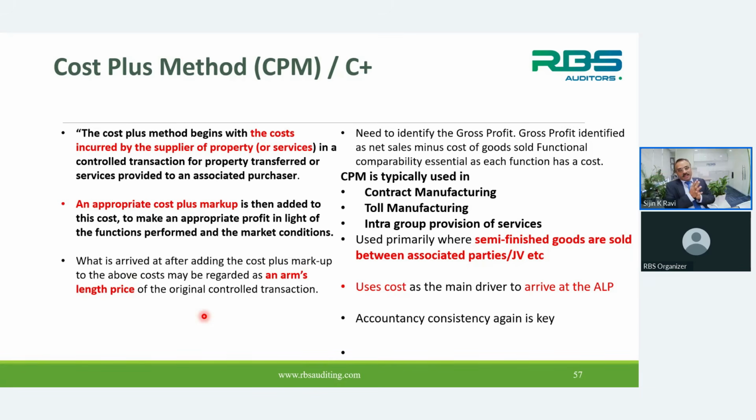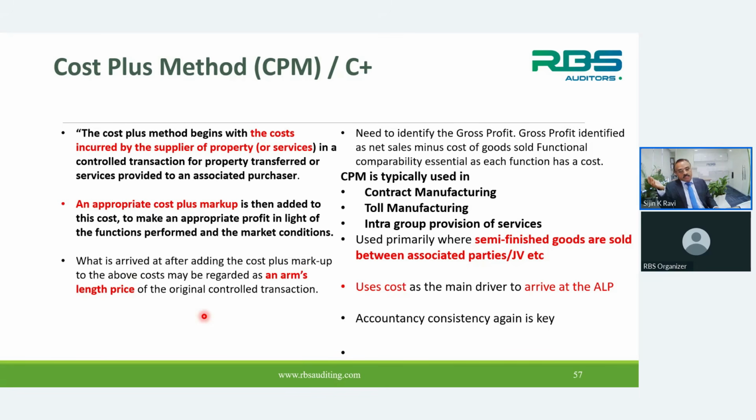For example, a related cost relating to purchase cost will be added, then the transportation cost, freight cost, then any other cost involved up to the destination, that you will get the total cost. Then on that total cost, you will add a percentage of margin. For example, if the GP margin is 30%, then that GP margin is added to that cost, then you will automatically calculate the price. So CPM is typically used in contract manufacturing, toll manufacturing, intra-group provision of service.